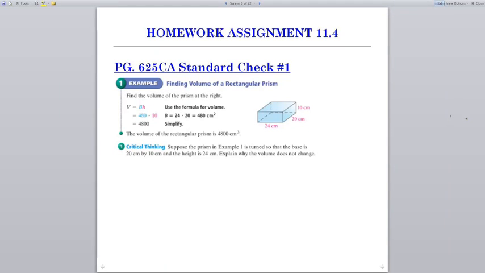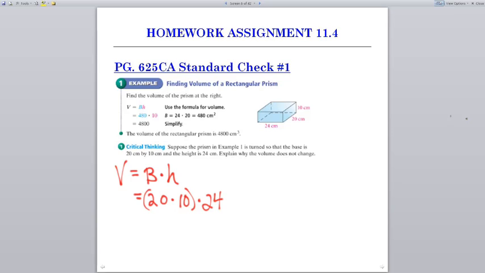Okay, so this first problem, we're dealing with what happens if we rotate a prism. And so we can see our volume is always the same for this. It's a base area times height. And if our base is 20 by 10, so it's 20 times 10, that's that area. And again, we're looking at this face over here. And then the height is 24.